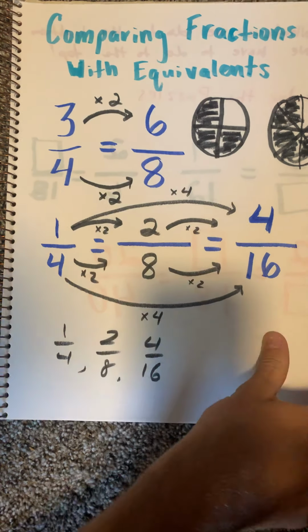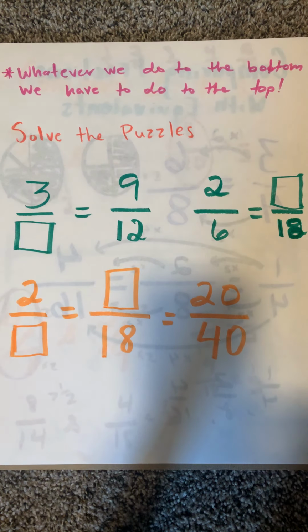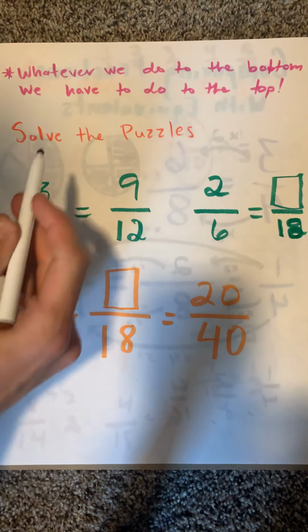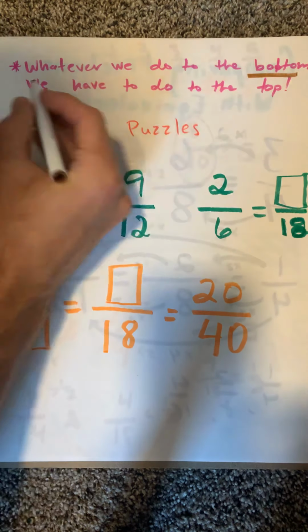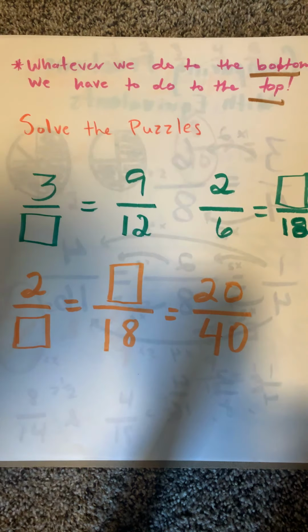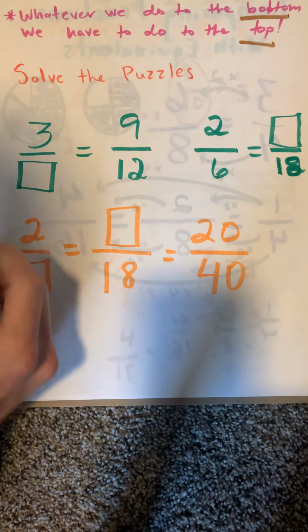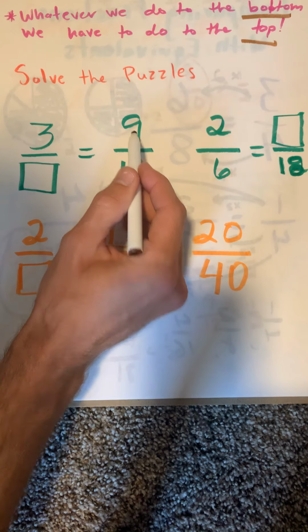All right, things are going to get a little trickier here. This is going to be some of the work that you are going to do today. So I started with our big rule on top. Change up colors, go with a nice subtle brown here. Whatever you do to the bottom, you have to do to the top. That's our rule that we're following today, just like every other day. So we're going to try to solve these puzzles quick. Our first one, we got 3 something is equal to 9/12.